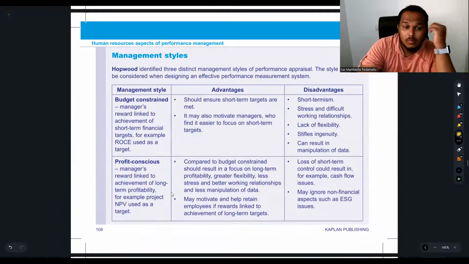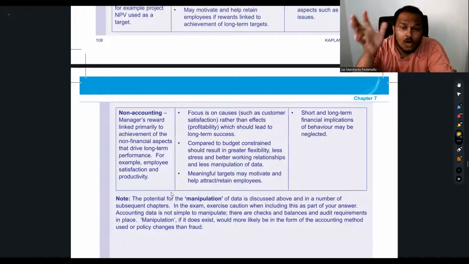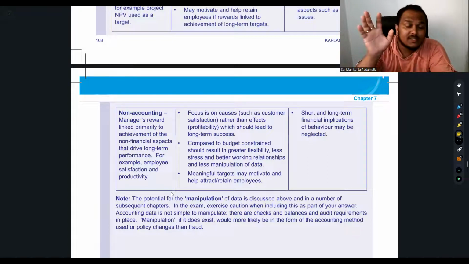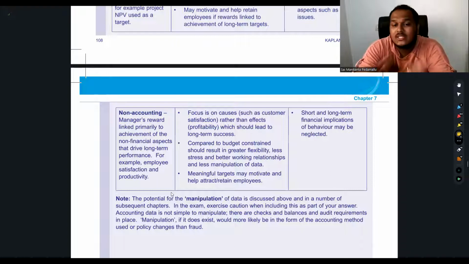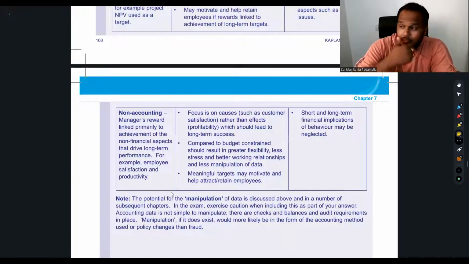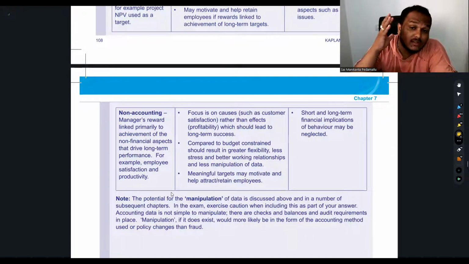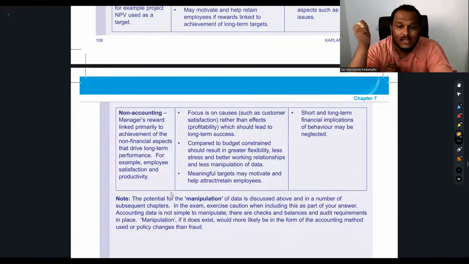But the most recent style is the non-accounting style. We do not restrict the employees on the basis of budget. We do not constrain them on profit consciousness or anything like that. Simple thing is, I do not care about the numericals at all. The financials are not relevant for me. Non-accounting style focuses more on aspects other than the financial aspect, maybe customer satisfaction, employee satisfaction, productivity of the employee. It may or may not be directly giving financial benefits to the company, but we are looking at the longer period. We are looking at the non-financial aspect of it.